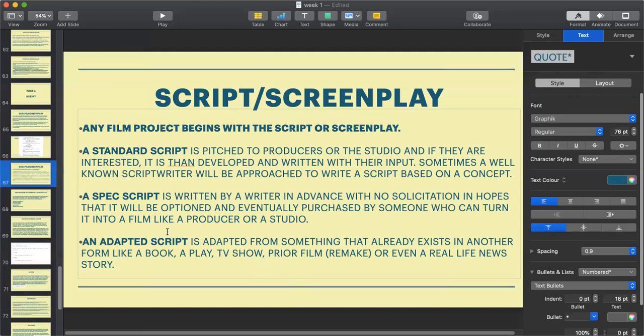Okay, so there are three types of script: standard script, which is our original script; spec script, which you can write anytime. You don't have to make a movie now, but it can later be purchased by some director or someone who will make it into a movie. An adapted script is always like taking from a story which already exists or from real life events, right? And making it for a film.